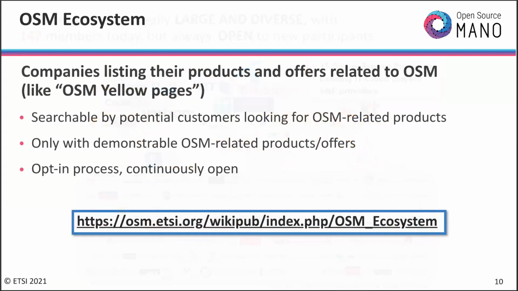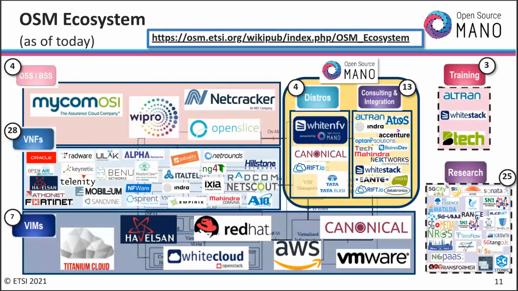Okay. And about the OSM ecosystem, the companies are listing the products. It's a different approach where we have a list of companies who are producing products or offering services related to OSM, either because they interoperate with it or they are based on OSM, right? And this is just an opt-in process, so this is the tip of the iceberg.